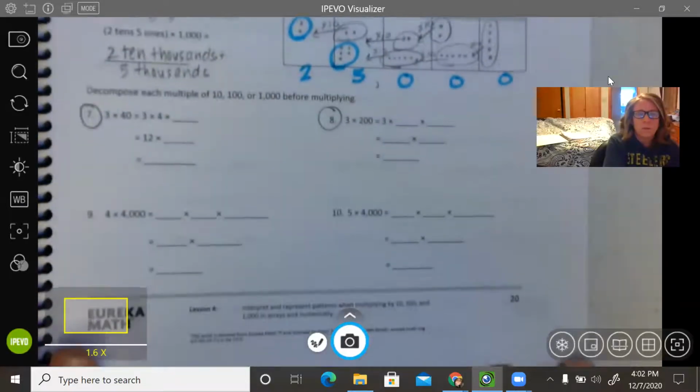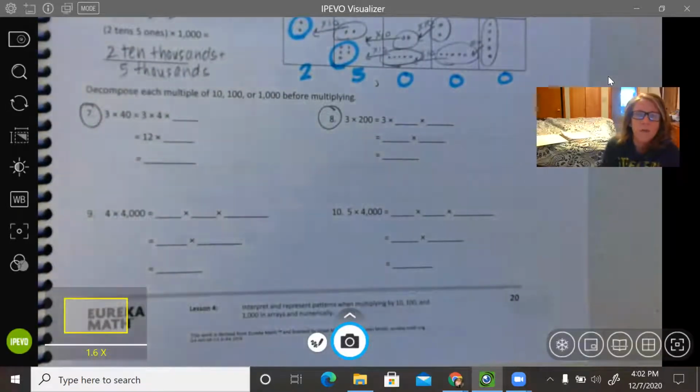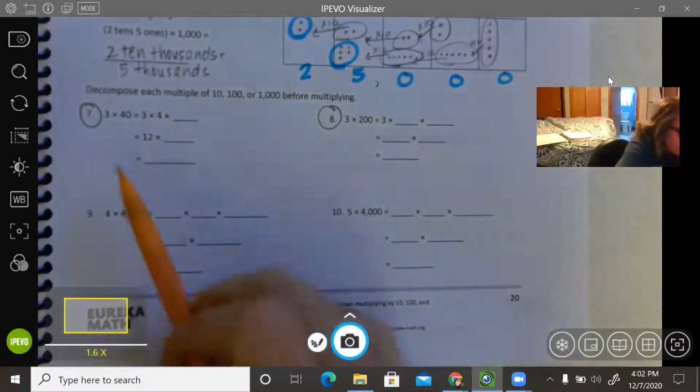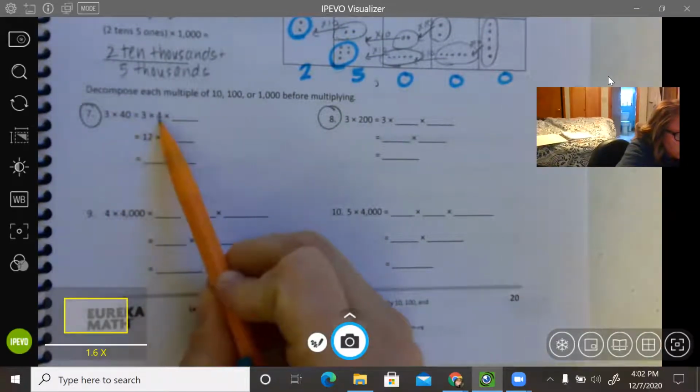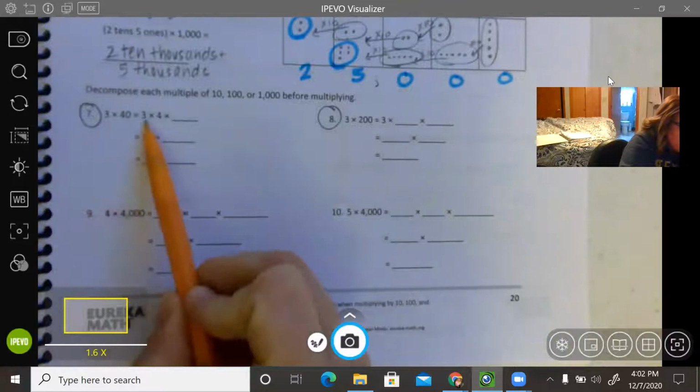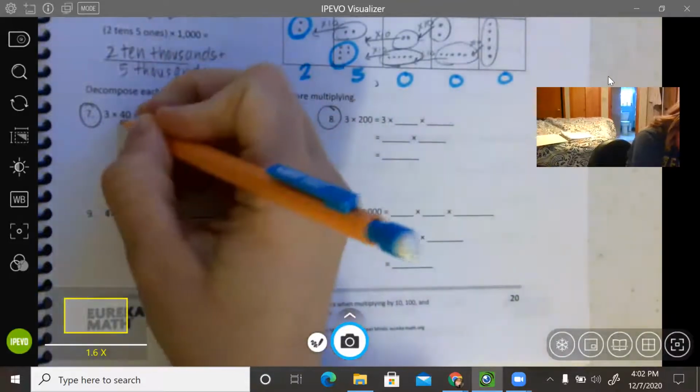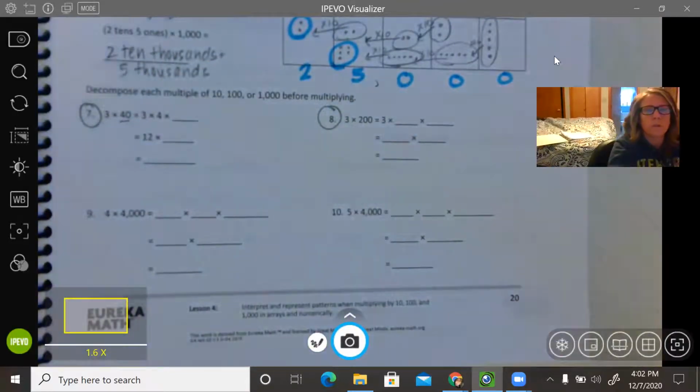Okay, let's move on to number 7 and 8. Here we have to decompose each multiple of 10, 100, or 1,000 before multiplying. Okay, so I have 3 times 40 equals 3 times 4 times what? So my 3's are in the same spot, but I've decomposed this 40. Zoom in a little more.